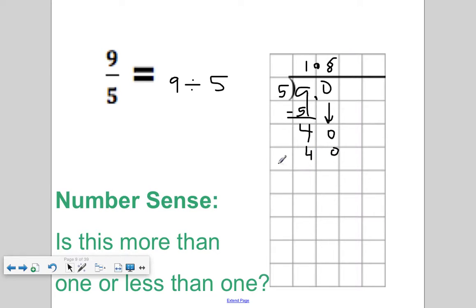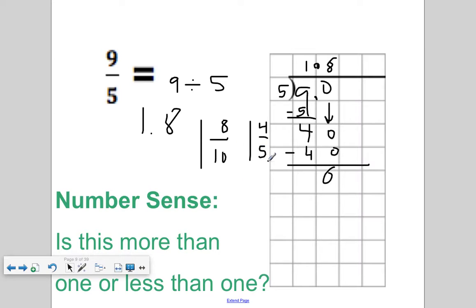So the decimal equivalent is 1.8, or 1 and 8 tenths, which can be renamed as 1 and 4/5, which can be renamed as 9/5 by turning the mixed number into an improper fraction: 5 times 1 is 5, plus 4 is 9/5. They are all equivalent. 9/5 is equivalent to 1 and 8 tenths, equivalent to 1 4/5, which is equivalent to the decimal 1 and 8 tenths. And it is more than one whole.